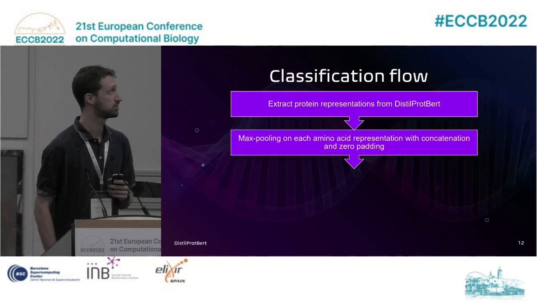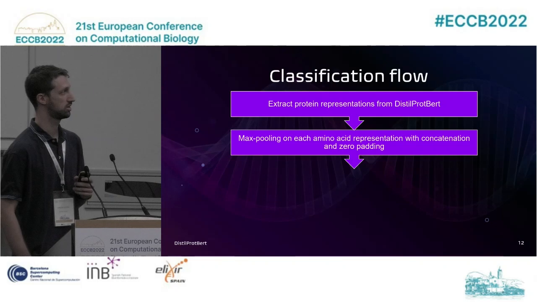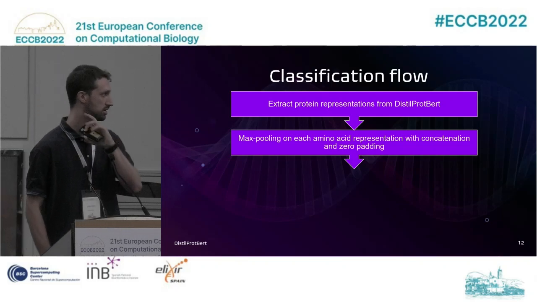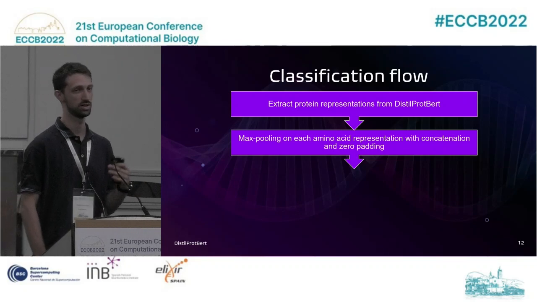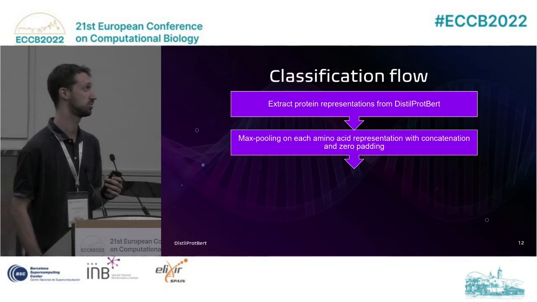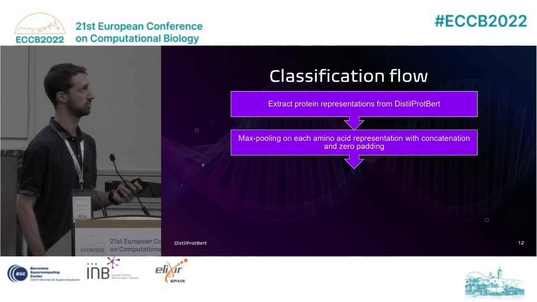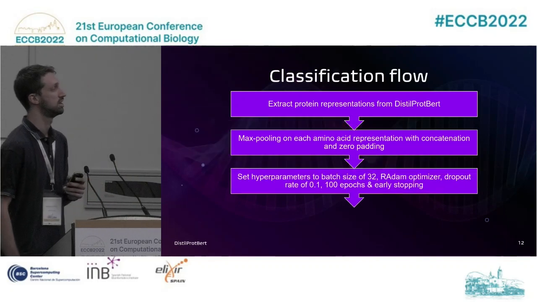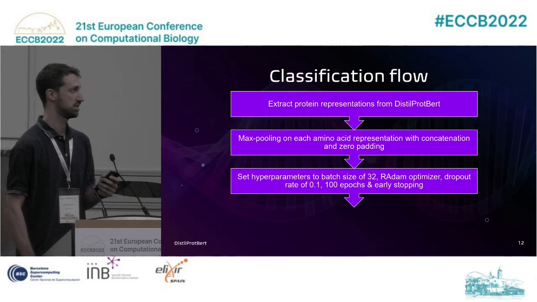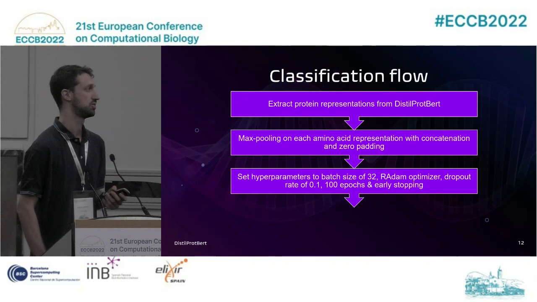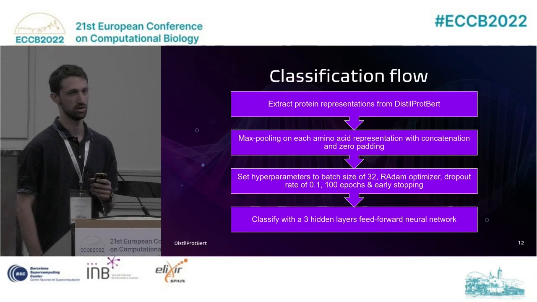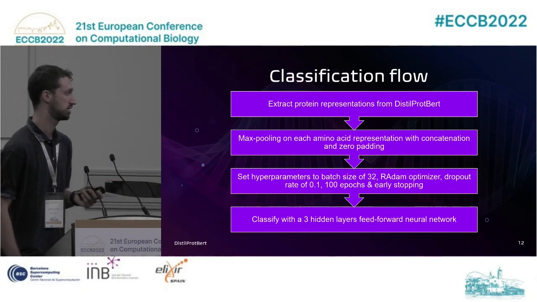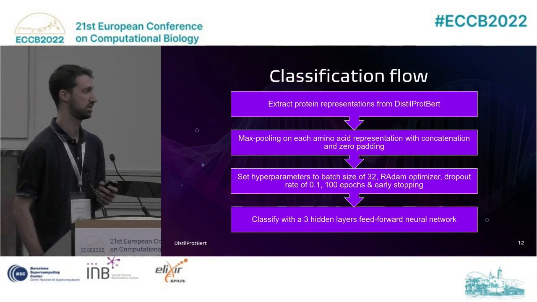Then we moved on to pooling the representation, because it was very large and we want our classifier to be pretty small, so we max pooled. Then we set the batch size, the optimizer, the dropout, and we classified all the data set with a simple feed-forward neural network.